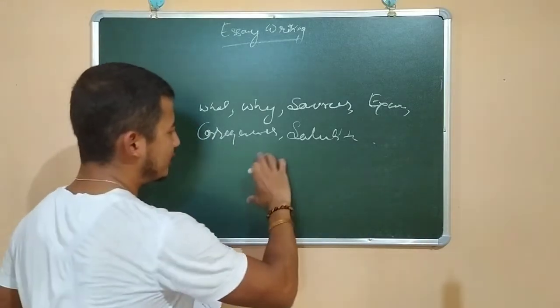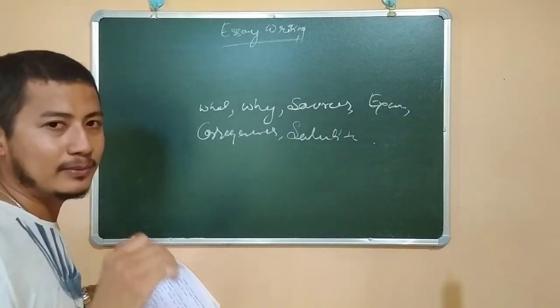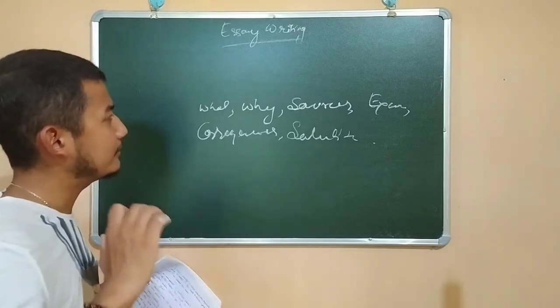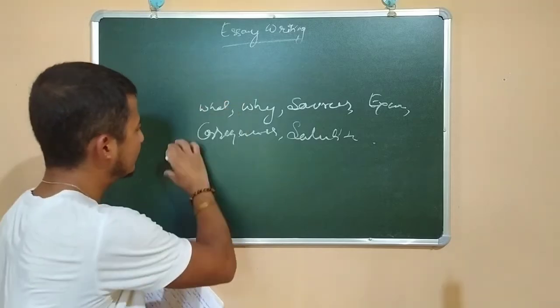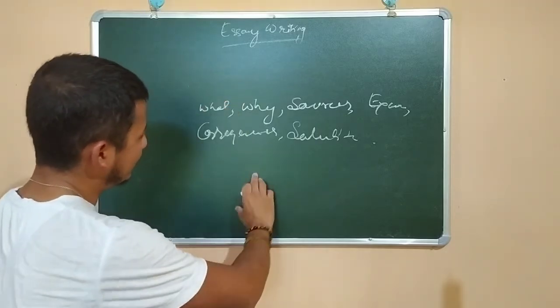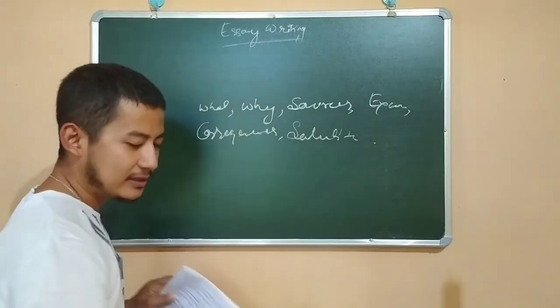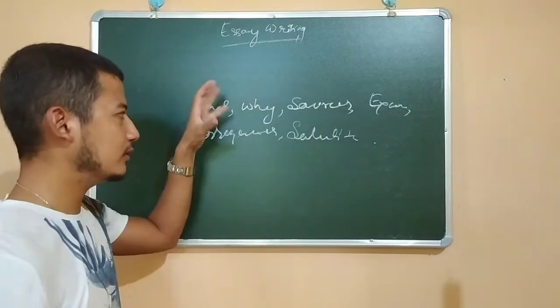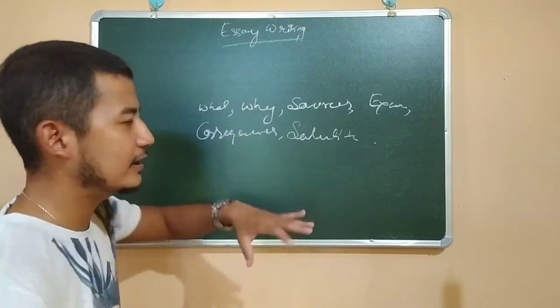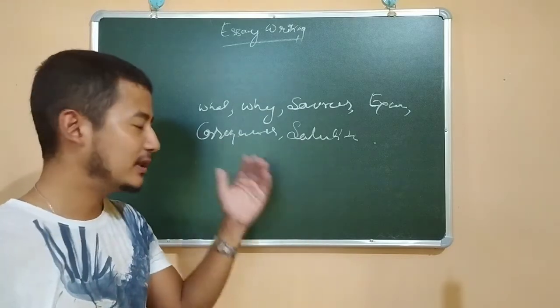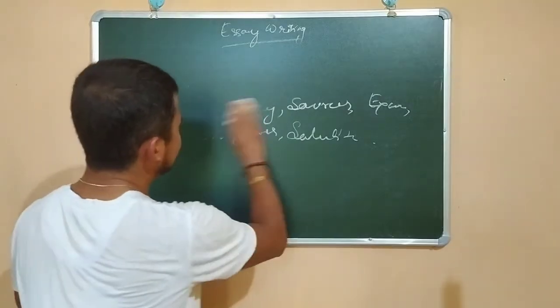And try to have small paragraphs. The more paragraphs you can maintain, the better your essay looks. Suppose you are talking about what is water pollution, that is your 1st paragraph, this is the 2nd paragraph, 3rd paragraph, and so on. So try to divide your thoughts, examples, and everything into separate paragraphs. That will help.